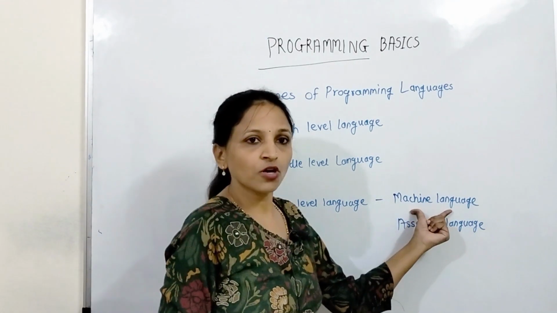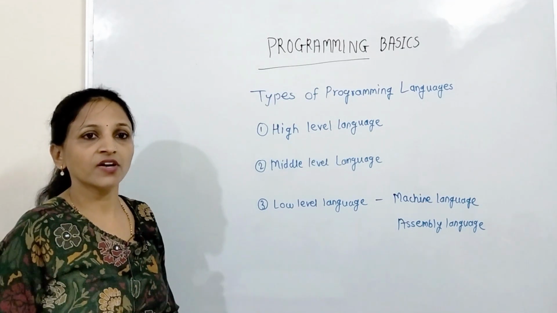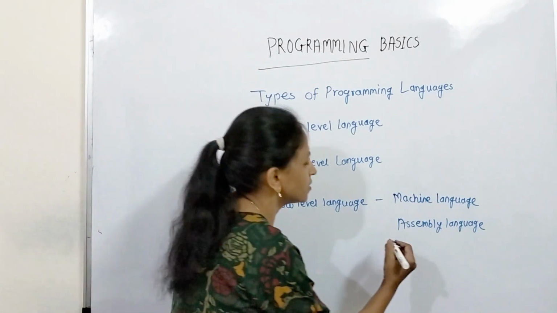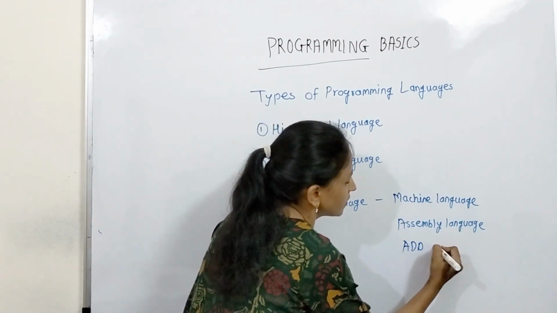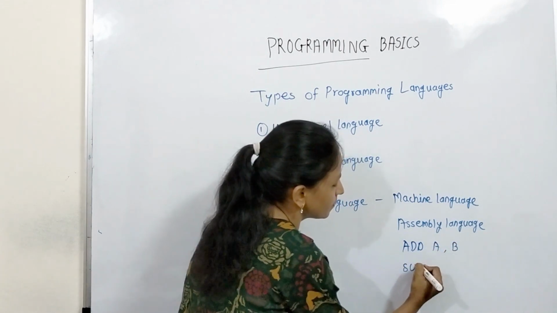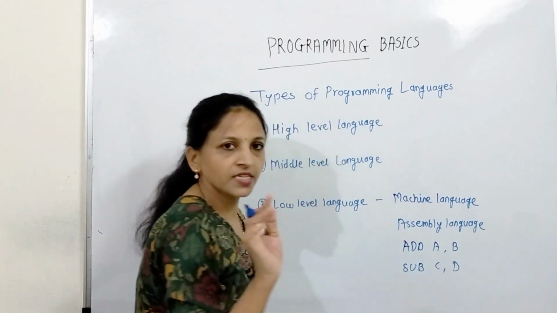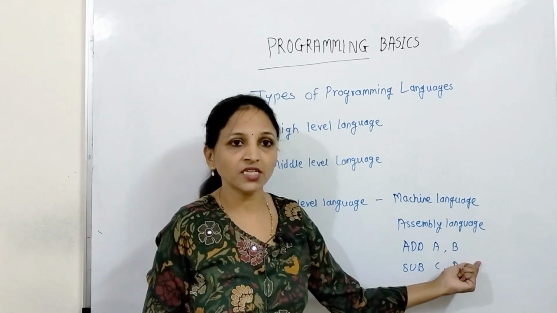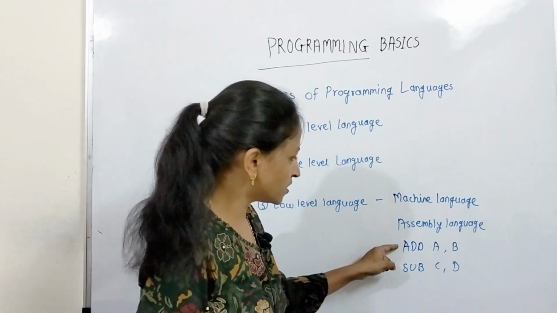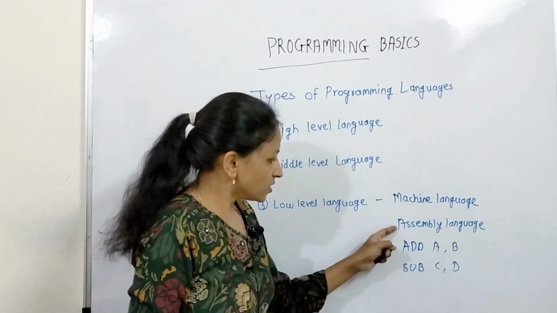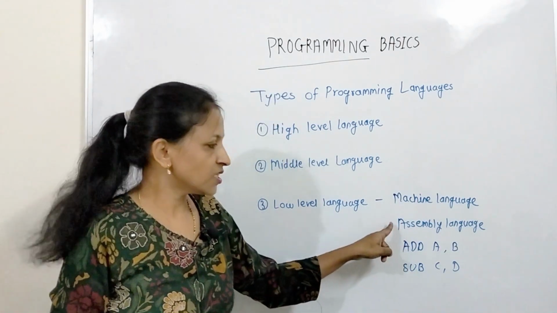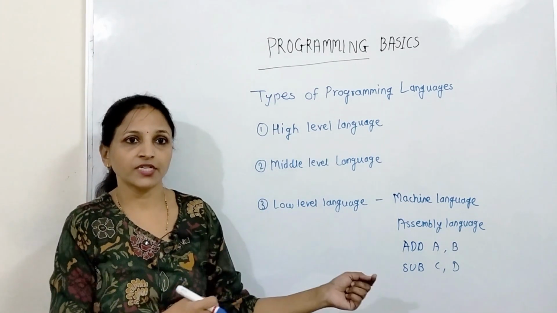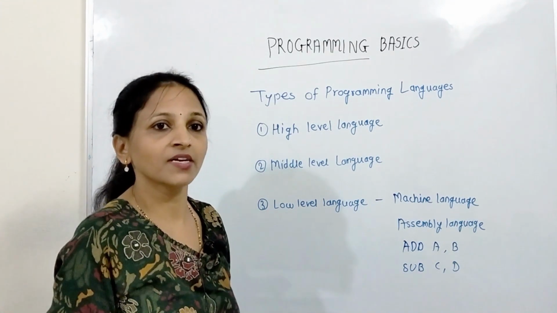Machine language is normally a binary language, meaning in 1-0 format. And assembly language has instructions like add A, B, then sub C, D. For addition, you have to write an instruction like add A, B. Here, instead of operators, you have to write instructions like add, sub. Whatever program you are writing using assembly language should first be converted to machine language, and only then will it be executed, and that task is done by the assembler, which is nothing but a language translator.